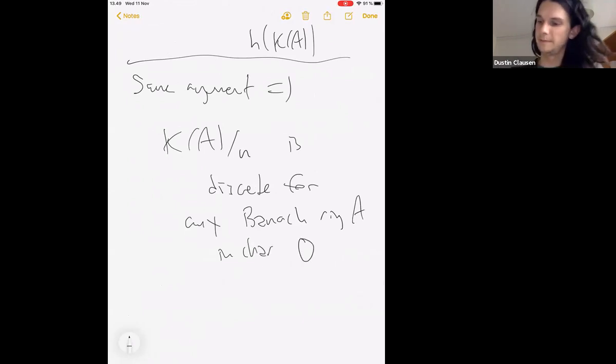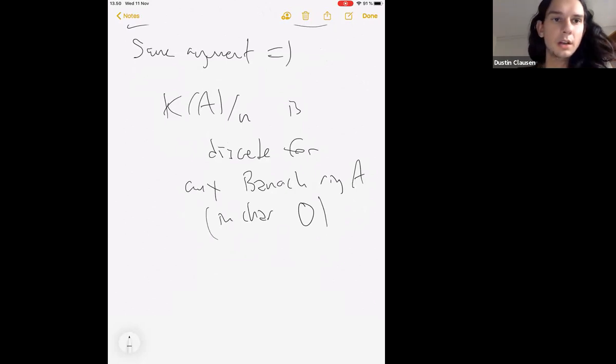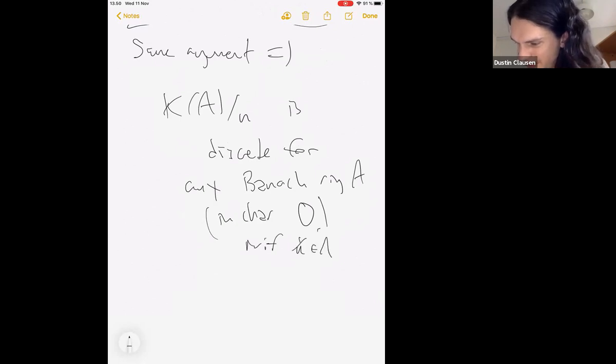This characteristic 0 assumption is not too important. Also in characteristic p it often works, but I won't get into the details of that. You just have to assume the characteristic doesn't divide n. n must be invertible, but even if it is dividing n, it's often true in characteristic p as well. But in particular, if n is invertible in A, it's definitely true. If the topology is pure p-adic, then it also doesn't matter what the characteristic is.